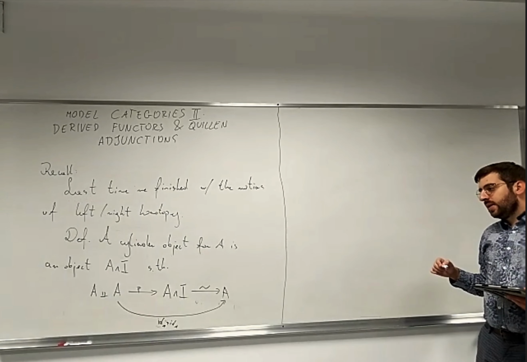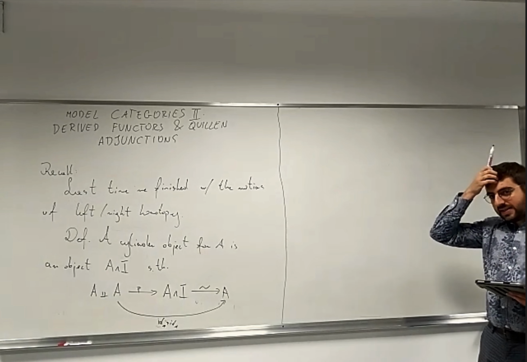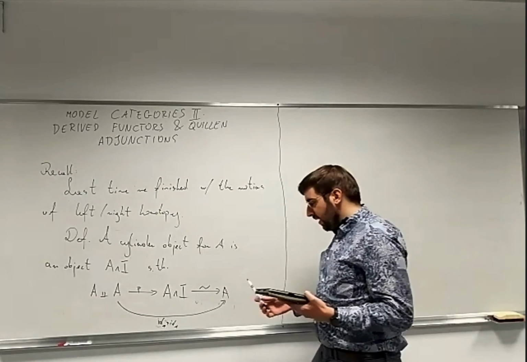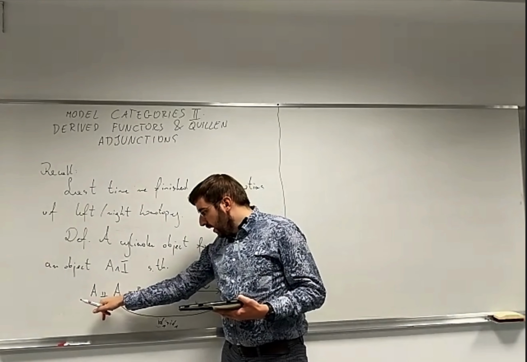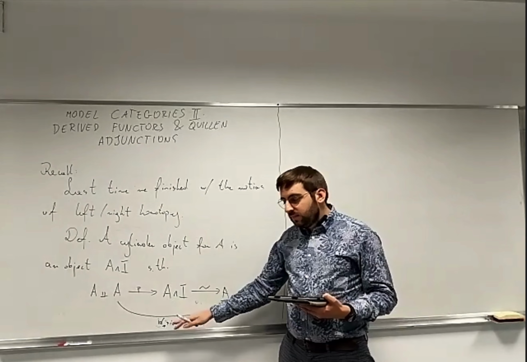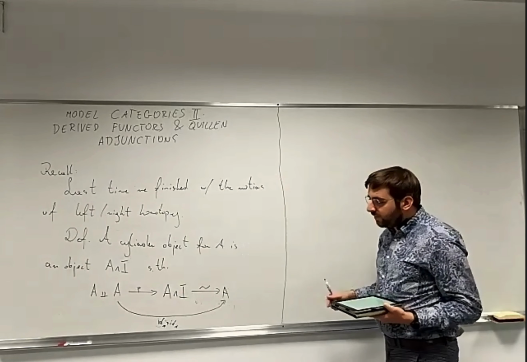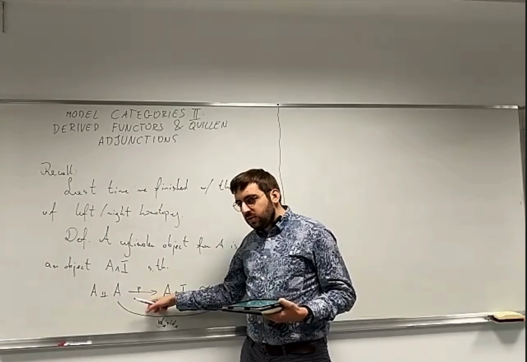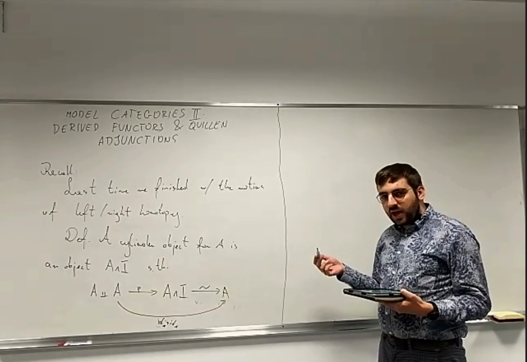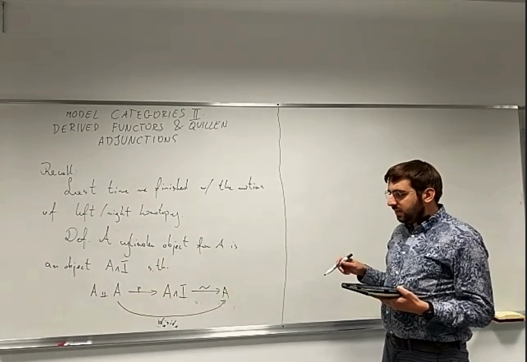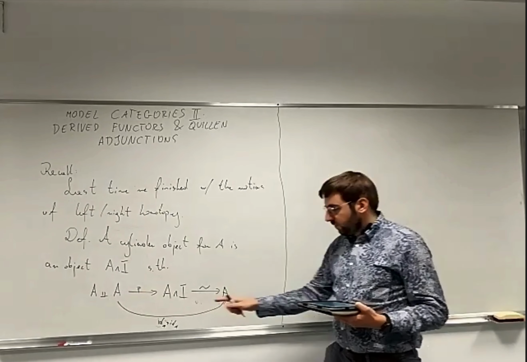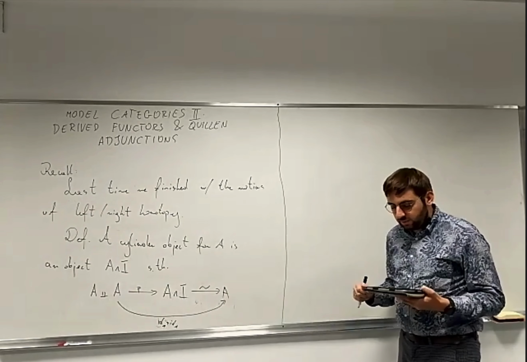Last time at the end, there was also a question why a cylinder object exists for every object. In a model category, this is very simple. If we have a map from A disjoint union A to A, the folding map, then by the axioms of a model category, we can factor this map as a cofibration followed by a trivial fibration. This is how we obtain a cylinder object for any object A, and moreover, this cylinder object is what is called a good cylinder object, because the map from the disjoint union to the cylinder object is a cofibration.